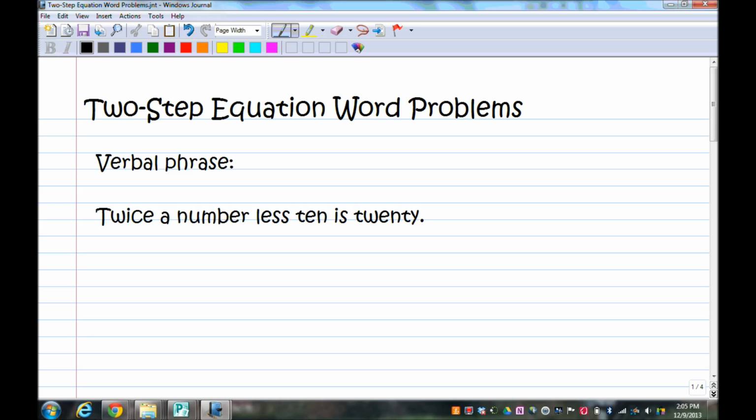Verbal phrase is not a whole problem, but it is words that you need to translate into a problem. So here I have twice a number less 10 is 20. You got to look at all the components here and it would make sense. First, twice a number means 2 times some variable. So let's say x. Less 10 means you're subtracting 10. Is means equals, and then 20. So our equation is 2x minus 10 equals 20. And again, you could use the sheet that I gave you to help you find out what all these little keywords mean.